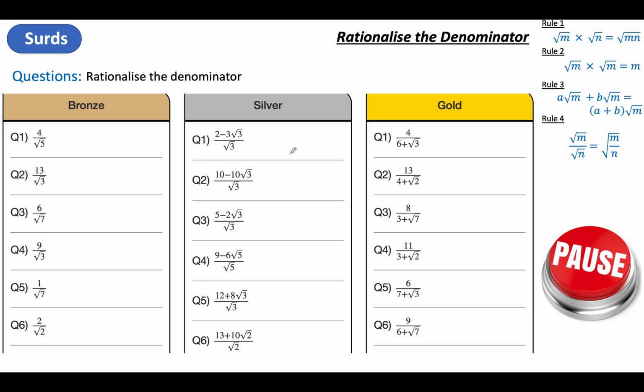It really does help. Then, you can tell me how many you got on each particular banding. You could also just do straight for gold if you don't want to do bronze and silver. But make sure you know what you're doing if you do. Okay. So pause the video now to do as many as you want. And then unpause. The answers will be there in a second. So pause now.